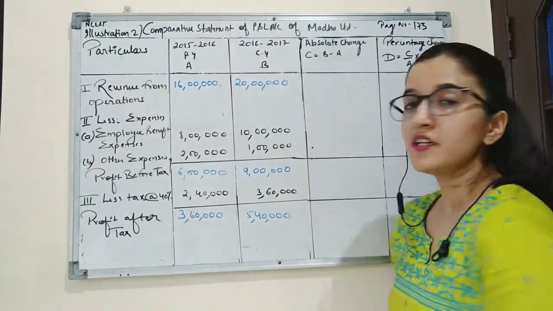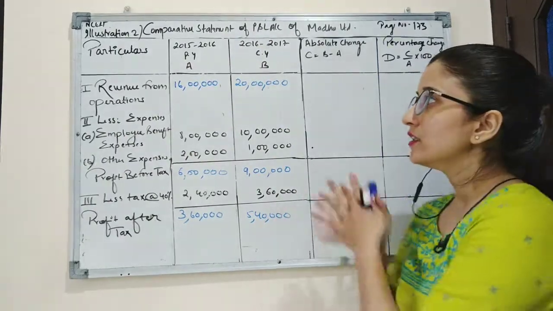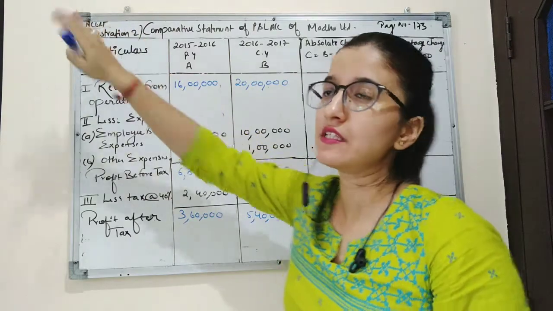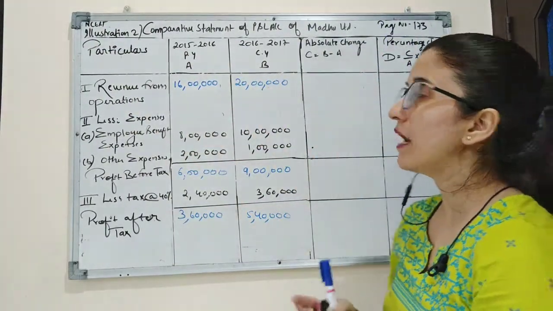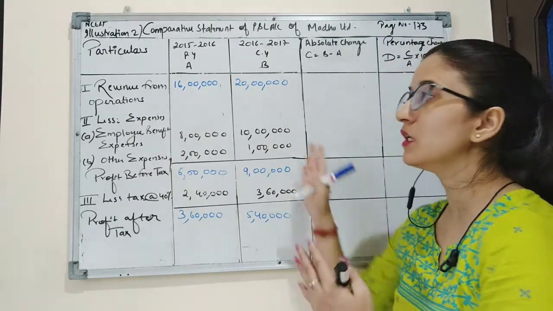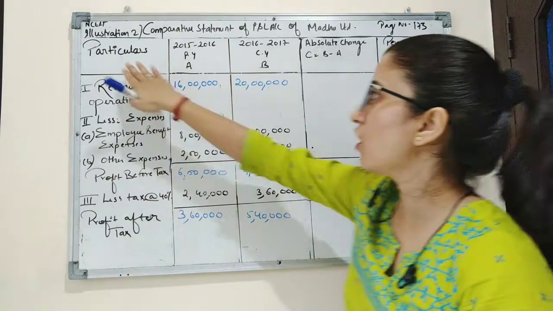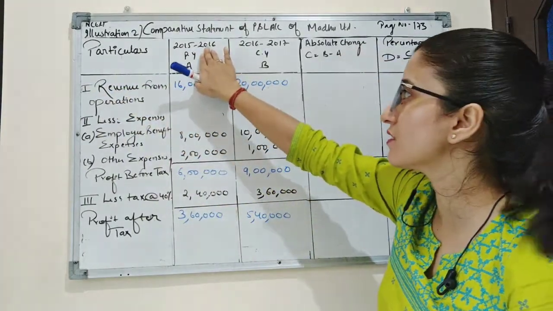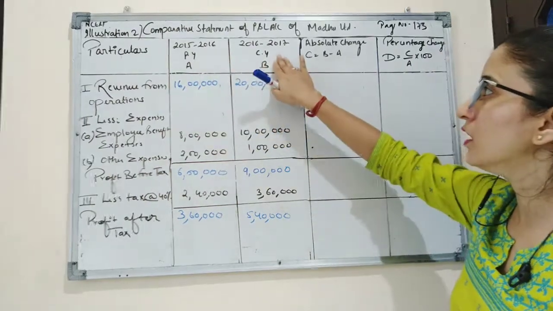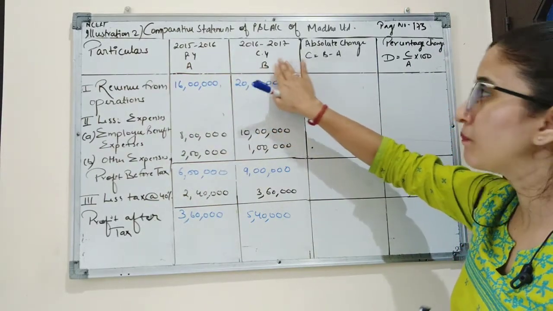So now here is another question of comparative statement of P&L account. This question is illustration 2 of NCERT page number 173. The format of comparative statement of P&L account is similar to the comparative statement of balance sheet. So first column will be of particulars, second will be the amount of previous year, we will consider this column as A. Third will be the amount of current year, this column will be considered as B.